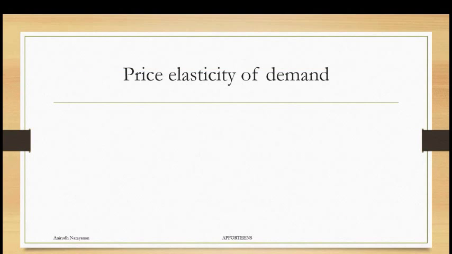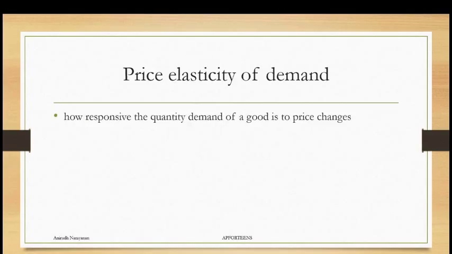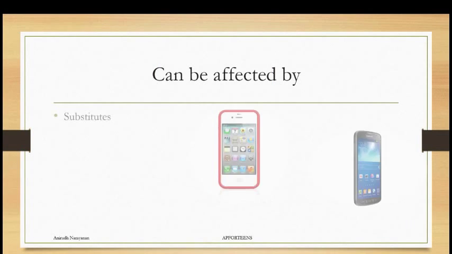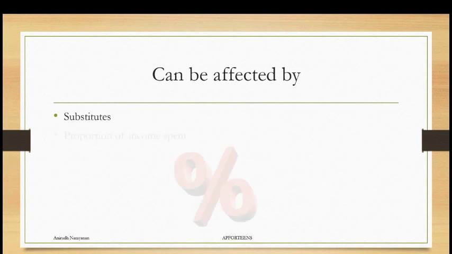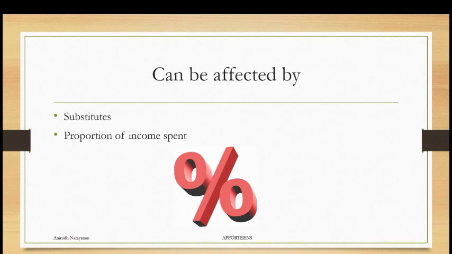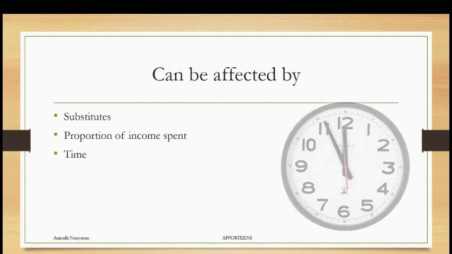Now this video is all about price elasticity of demand. This is the most important elasticity, as it appears a lot in the AP exam. So are you taking notes? This shows how responsive the quantity demanded of a good is to price changes. Elasticity can be affected by substitutes, proportion of income spent on the good, time, and the importance of a good in society.